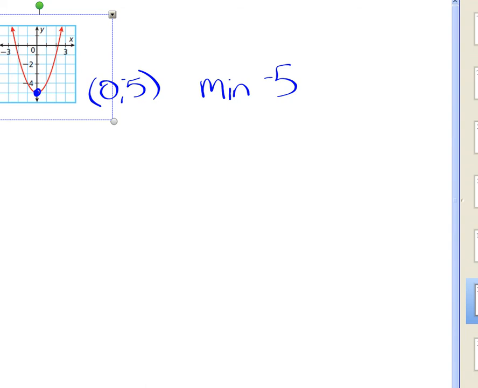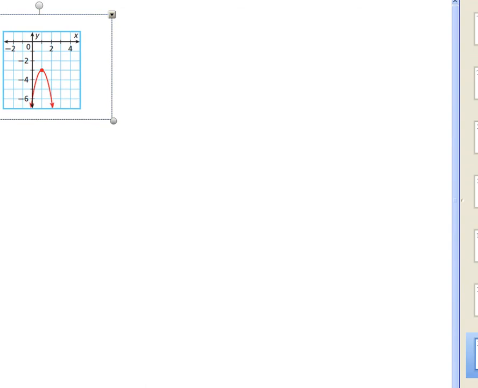So when you put the vertex, you put an ordered pair. If you're putting minimum, that's when you can just put the y value. The max is the opposite of min. All right, 34. The vertex is 1, -3. This has a maximum.